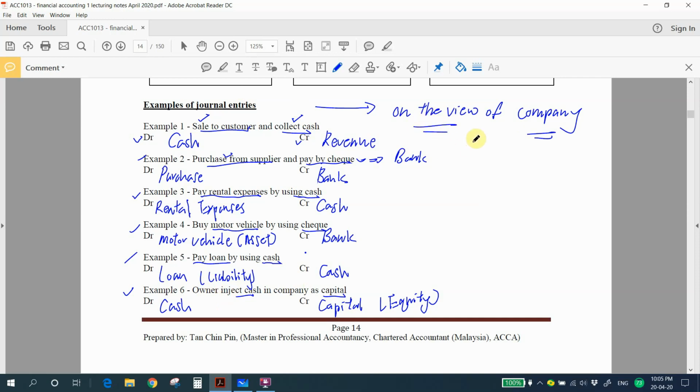We don't care whether the owner's cash and bank balances increase or decrease. We only focus on the capital. For example 6, the cash of the company increases, so we debit the cash account. On the other hand, the capital becomes more, so we credit the equity.